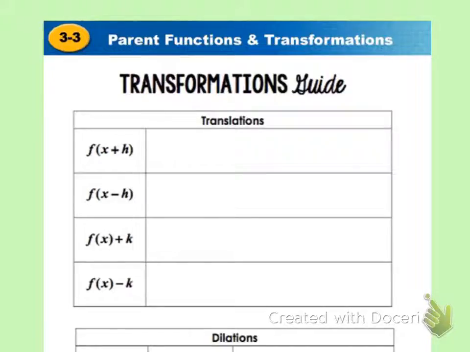So in general, the transformation f of x plus h, we just saw one. The example we saw was when we did this. We took the absolute value of x and we added 2 to it. And remember, this is our little example. And what that did was a slide. And the direction was kind of the opposite of what we thought. So when we added h, it actually slid it left.